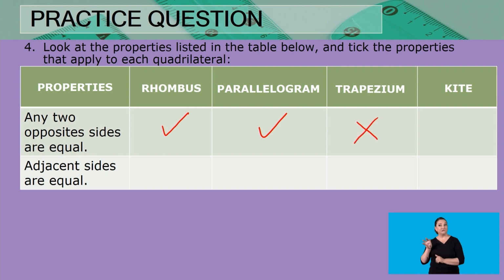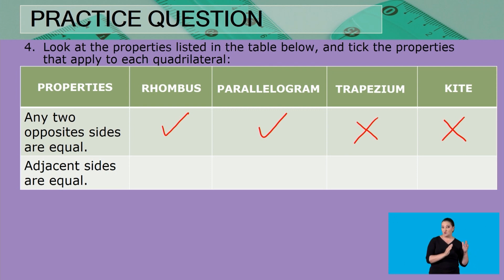And then what about a kite? Does a kite have any two opposite sides that are equal? A kite does not have any two opposite sides that are equal. Let's talk about the next property, which is adjacent sides that are equal.